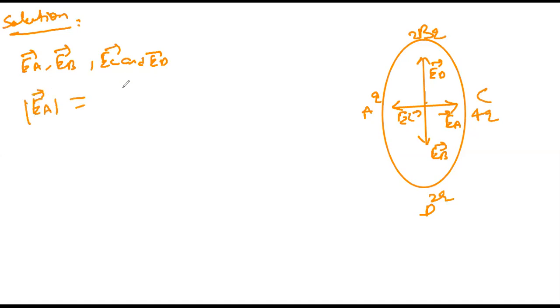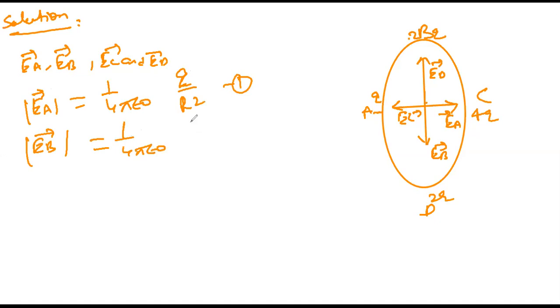So EA will be how much? Absolute value of EA will be 1 by 4 pi epsilon naught Q upon R square. This is the formula of electric field. For EB, the value of charge at B is 2Q. So 1 by 4 pi epsilon naught 2Q upon R square. This is second.